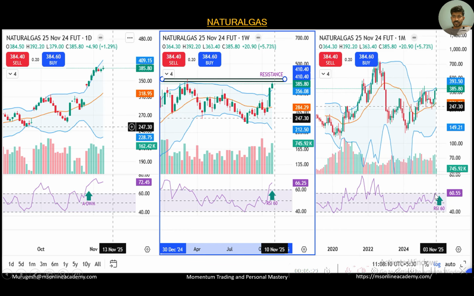If in next week it crosses this particular 3 or 400 round number, then there could be a chance to go for the upper side, but it is completely bullish. Just plan your trade accordingly.